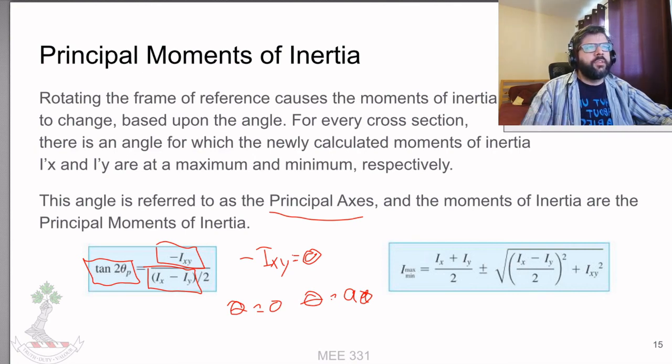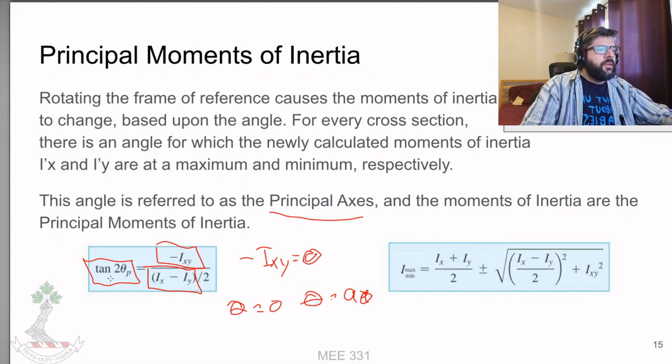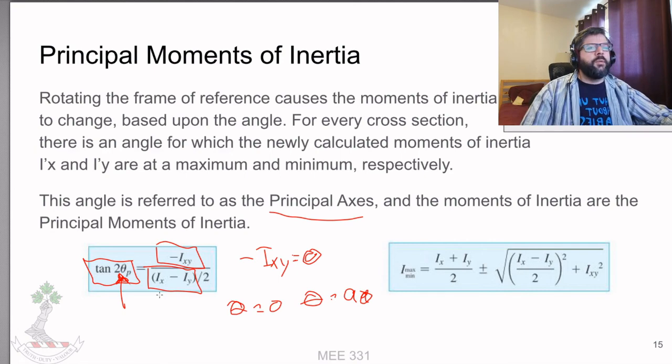So your tan is going to be 0 at 0 degrees, and it's going to be 0 at 180 degrees. So if we're doubling the theta p in question, then doubling the 0 doesn't change anything. Doubling our 90 gives us 180, and tan is 0 at 180.